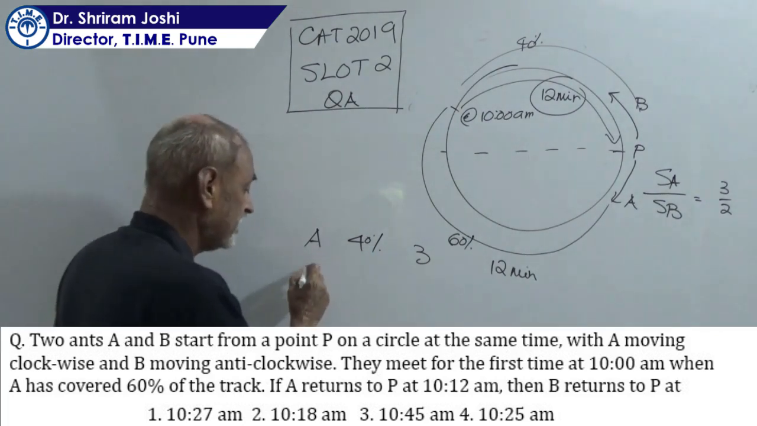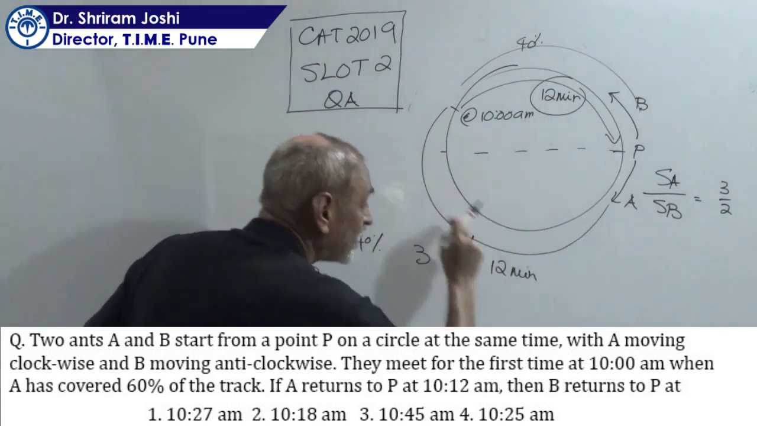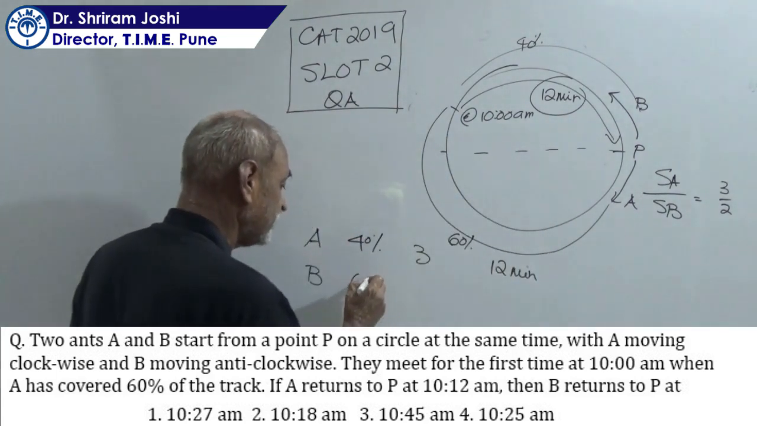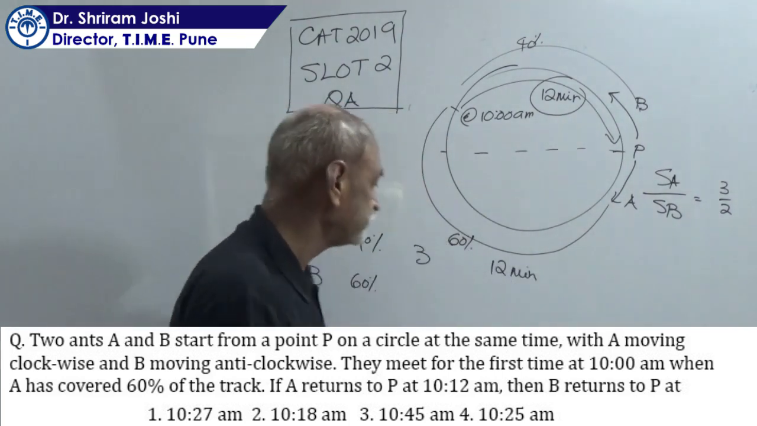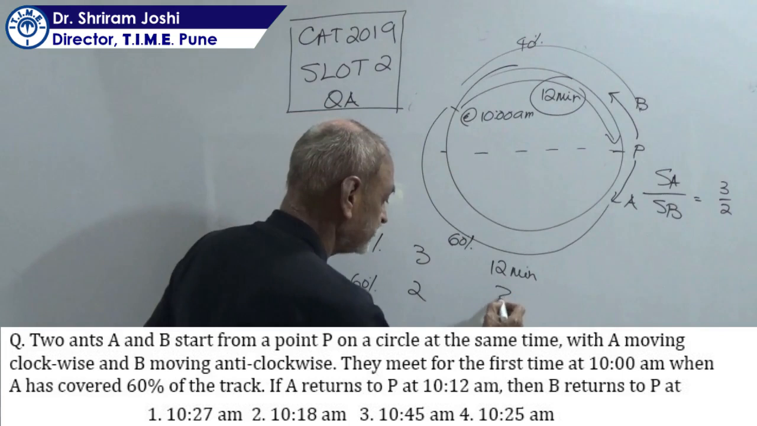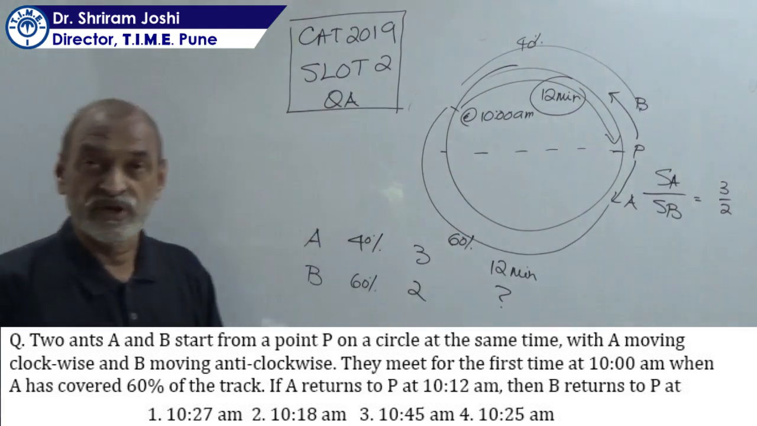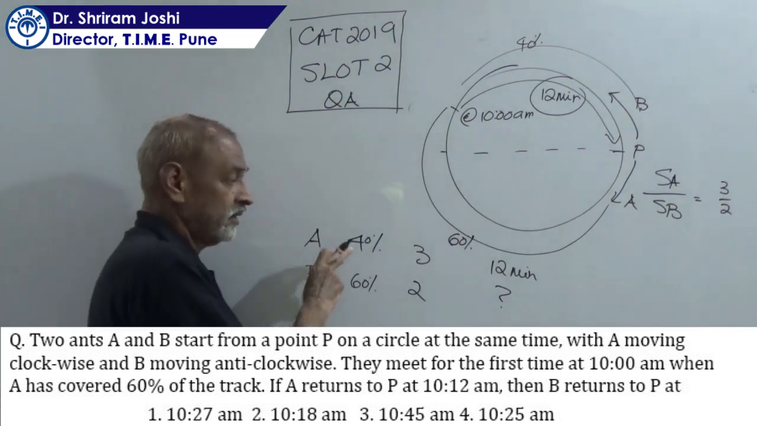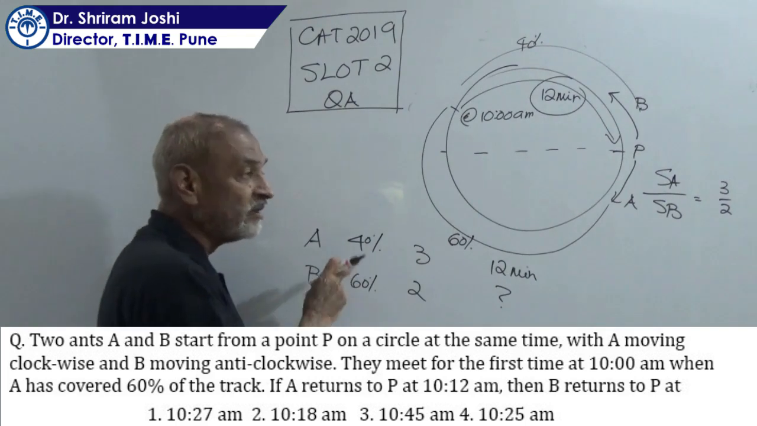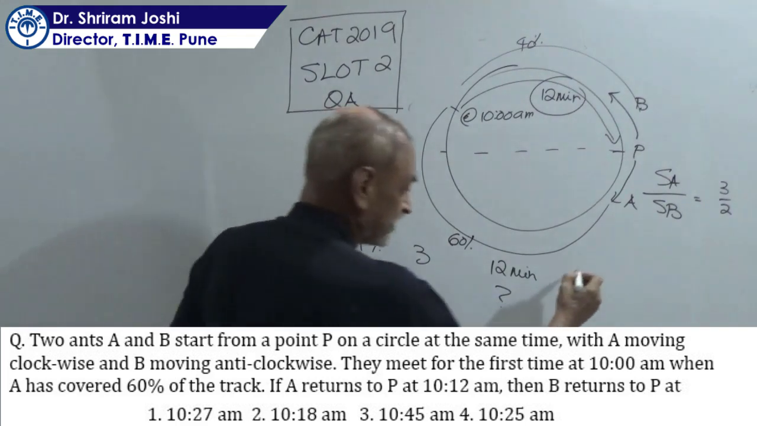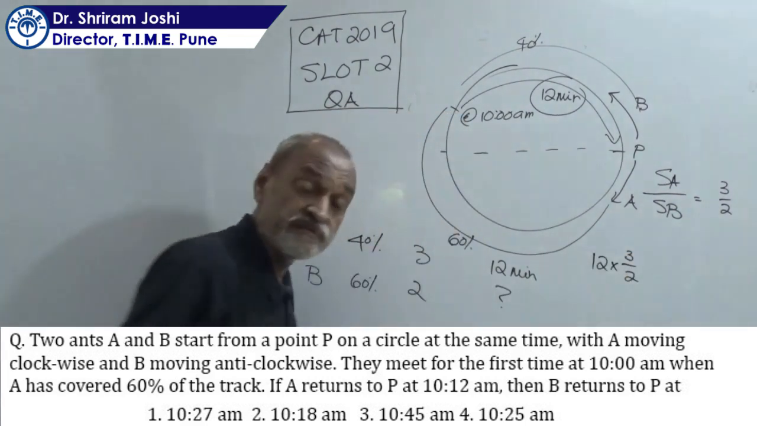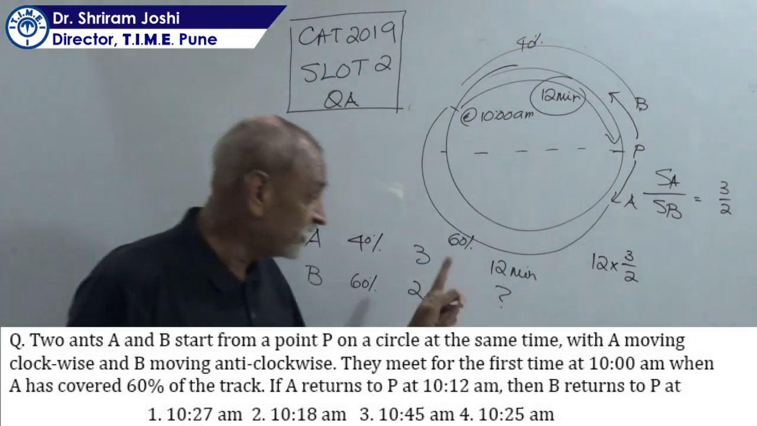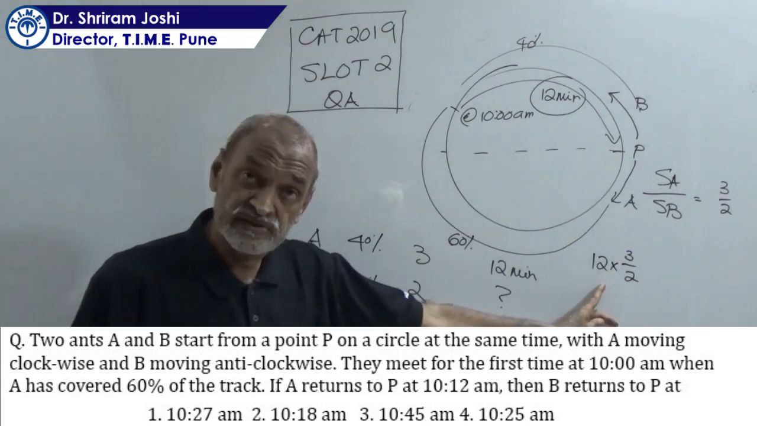What about B? B now has to cover all the way, 60% of the distance. But at what speed? 2. They are asking us how much time they require. The time required would be in inverse proportion to the speed. So 12 times, if they have to cover the same distance. Even then, B would have taken 18 minutes.